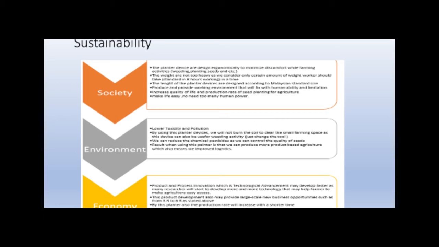In economy, product and process innovation, which is technological advancement, may develop faster as many researchers will start to develop more and more technology that may help farmers make agriculture easily accessible. This product development also may provide large-scale new business opportunities such as from 3R to 6R as stated in the report. By this planter also, the production rate will increase with a shorter time.